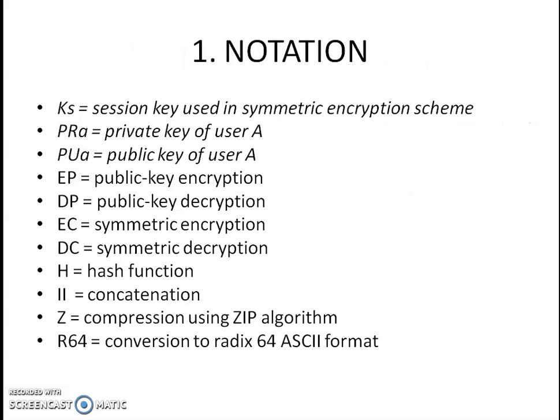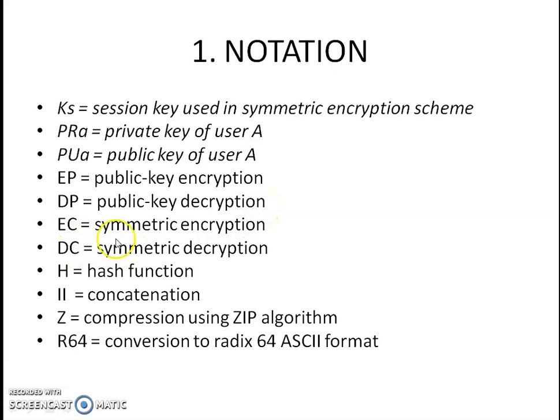And these are the notations used. Ks is the session key used in symmetric encryption, which is generated by the sender and transferred to the receiver side during the handshaking procedure, which we already discussed. PRa and PUa are the private key and the public key of user A for public key encryption. EP and DP are the public key encryption and public key decryption algorithms.